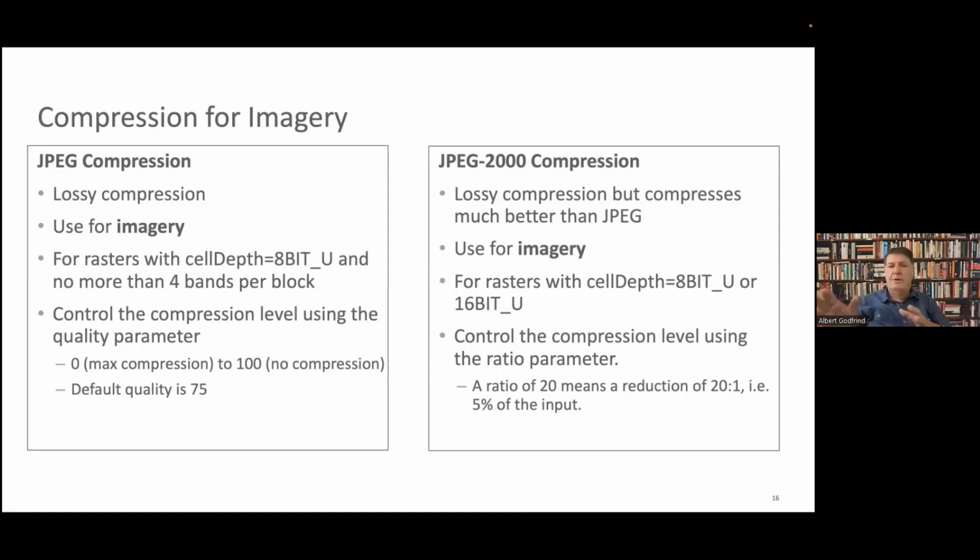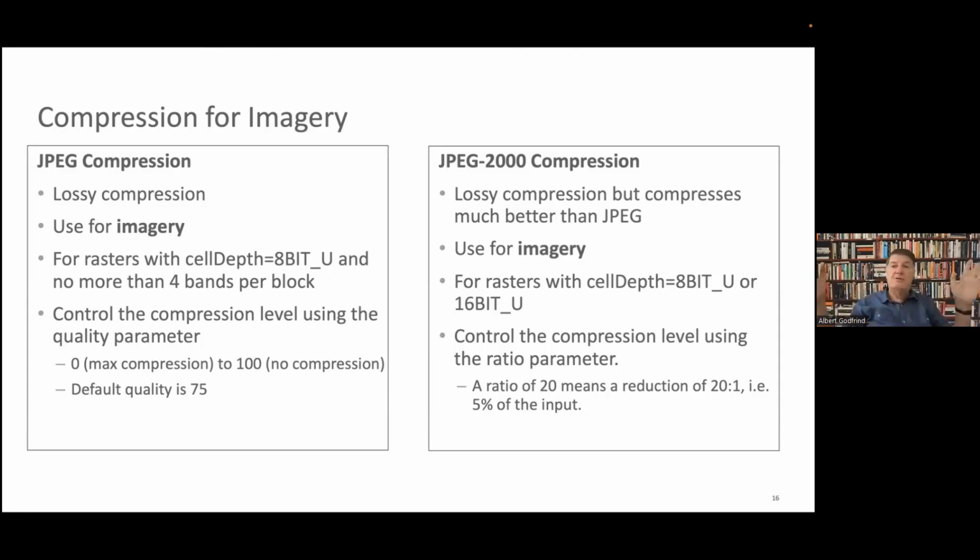JPEG 2000. JPEG is a well-known compression method. It's the one used by your cameras. They produce JPEG images. JPEG 2000 is more modern. It compresses better, meaning that when you compress imagery, you essentially lose information. Things may become fuzzy at certain places. So there is an acceptable level of loss that is here set to a default quality of 75 for JPEG. So this means that to the human eye, you don't see a difference between compression and no compression.